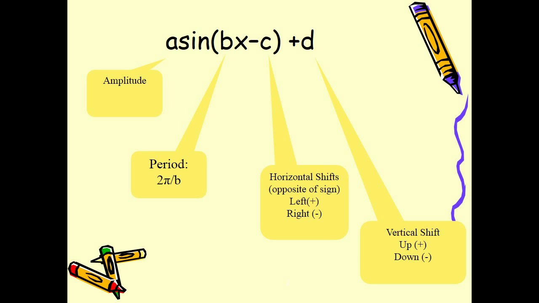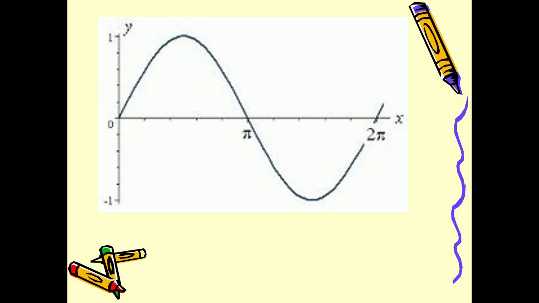C represents the horizontal shifts, and just like any other function, these are opposite. So if it is negative, it will be a shift to the right, and if it is positive, it will be a shift to the left. The D in the equation represents the vertical shifts, so positive is a shift up, and negative is a shift down. This is the graph of the parent function for sine.